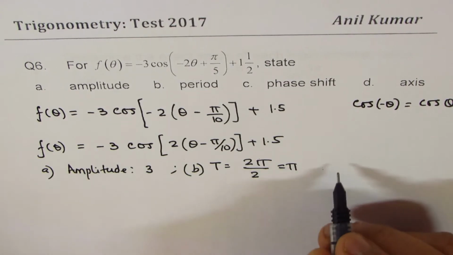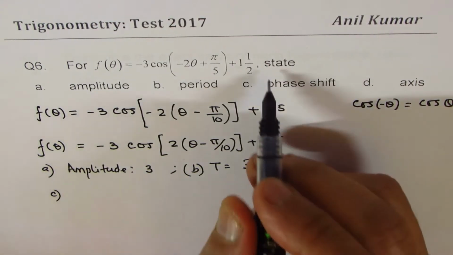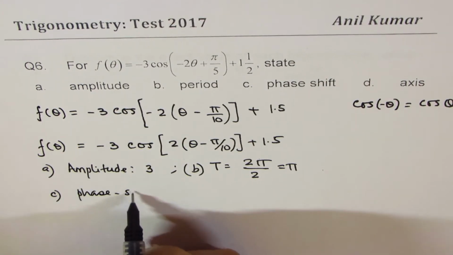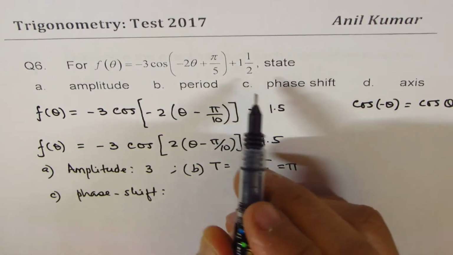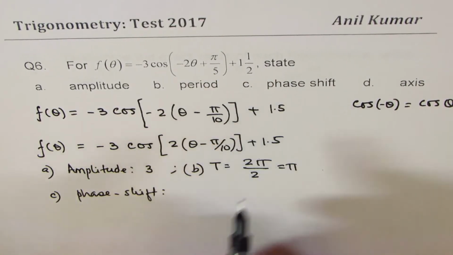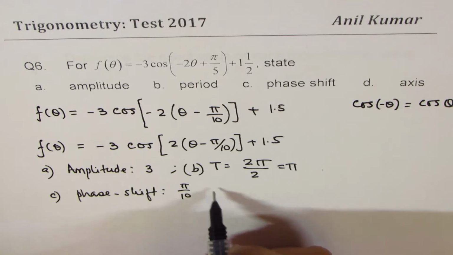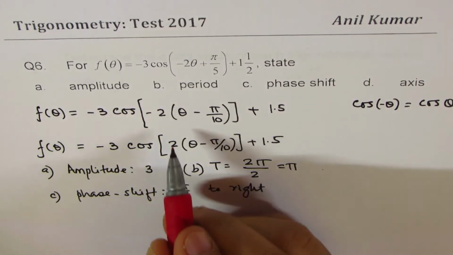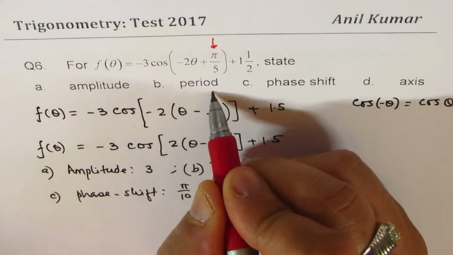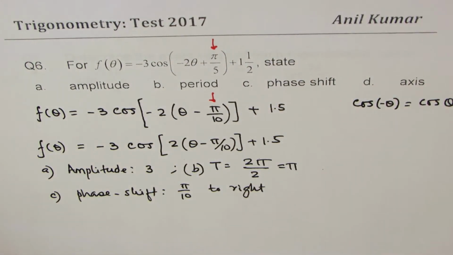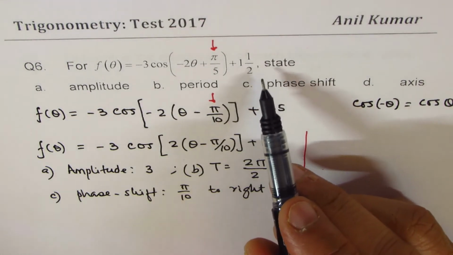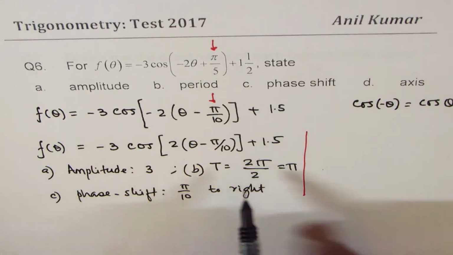Phase shift. So C, which is the phase shift, is this amount. So phase shift is pi by 10 to the right, right? So it has moved pi by 10 to right. Do you see that? Now, if you do not factor, then you get a wrong answer. It is very important to factor and then write the details, or you'll make a mistake in question number 9, which is worth a lot of marks.